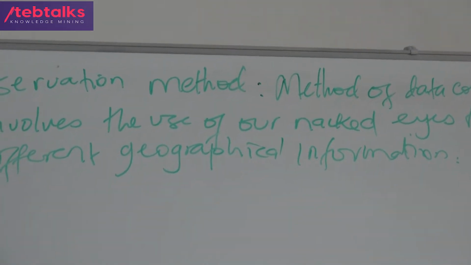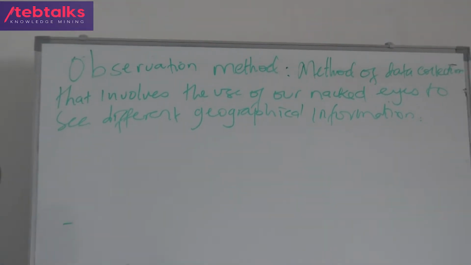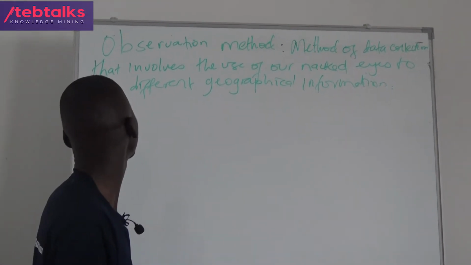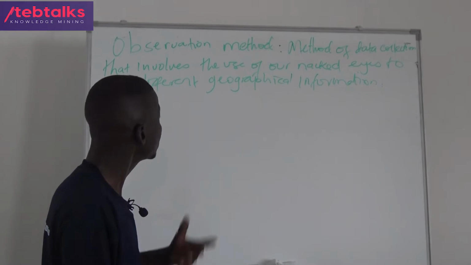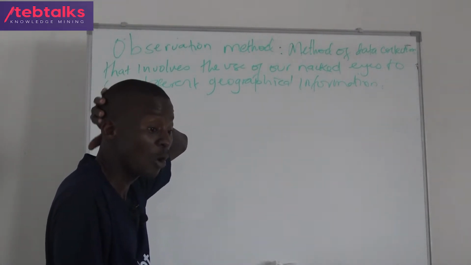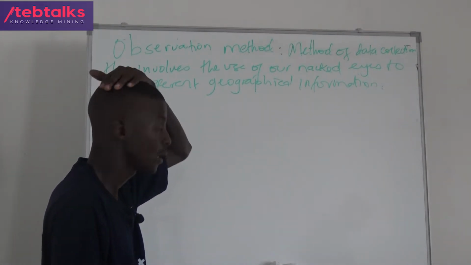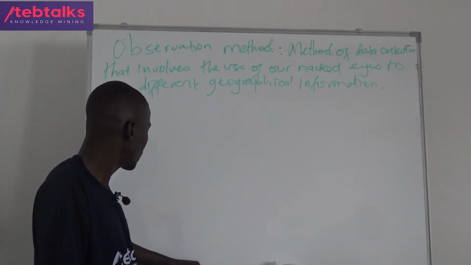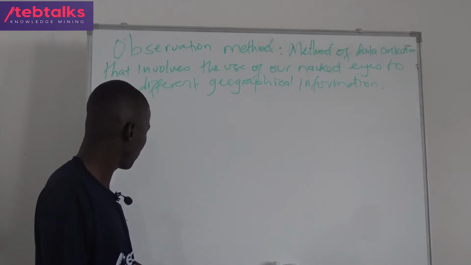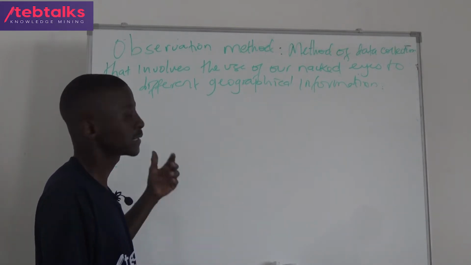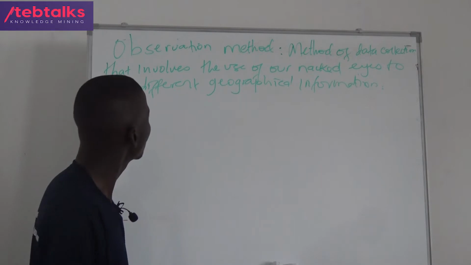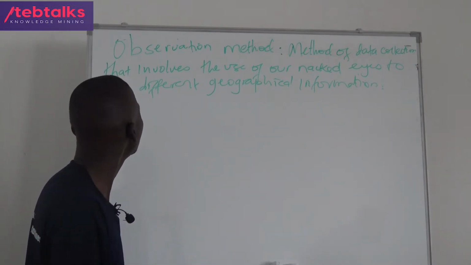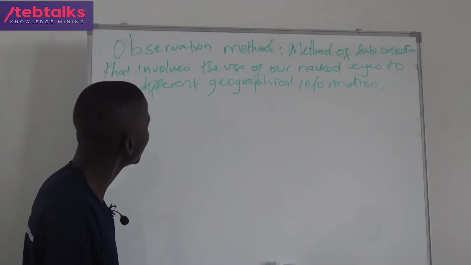So that is the first thing to note, to define what observation method is. It is that method in which one uses his own or her own natural eyes. I believe everybody has got his own eyes. So when you're taken out for field work, specifically you use your eyes to see different geographical features. You are not told, but rather you see by your own eyes.